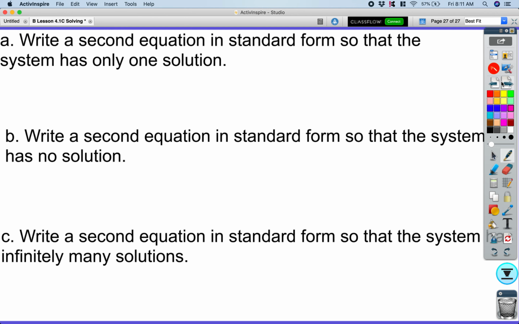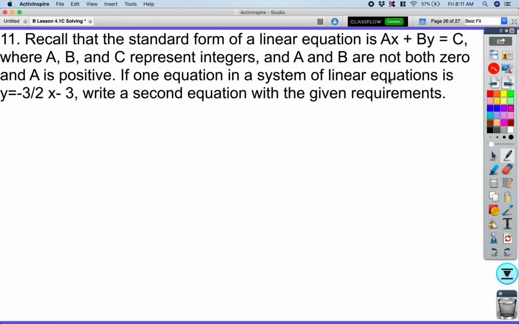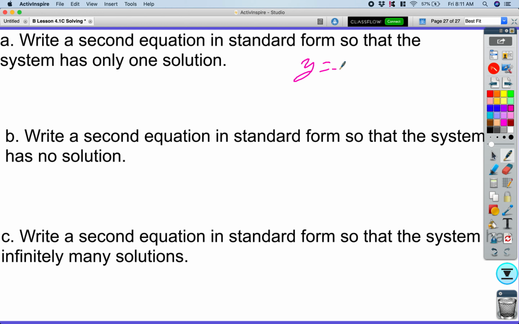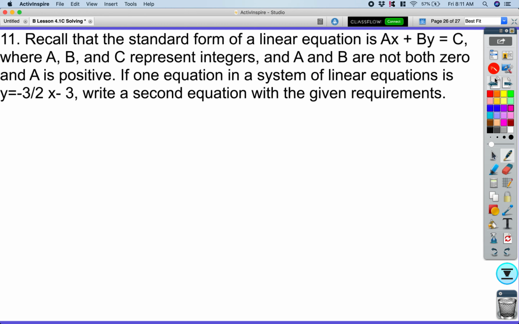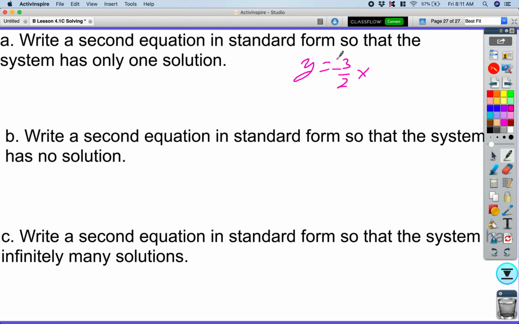So this is like the challenge problem, guys. I want you to use that equation, y equals negative 3 over 2x minus 3. So I want you guys to use this equation to answer the next 3 questions. And then we're going to go over that together in class. If you have any questions, please raise your hand and let me know. And then after this, you guys can start your homework.